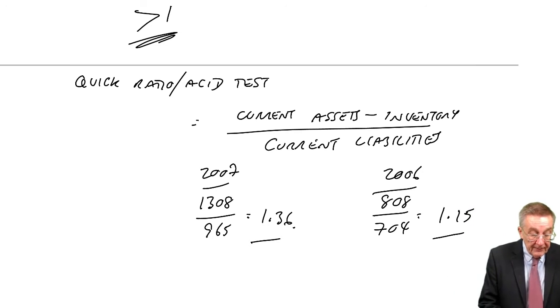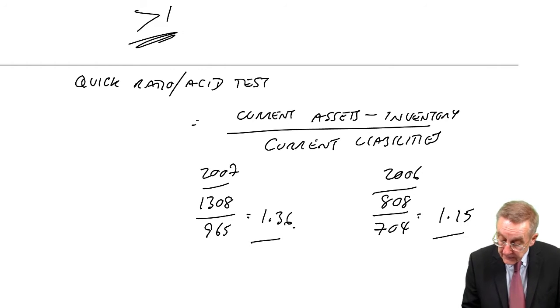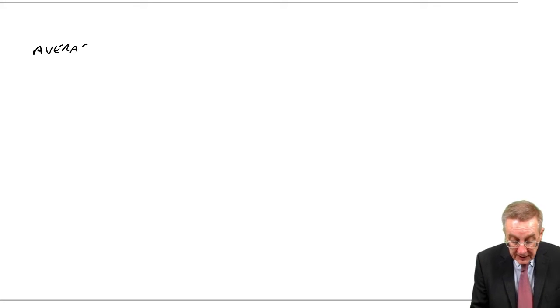Moving on, the next one's a bit more interesting, and in fact I'm going to slightly change the order just to, I think, make it even more obvious. First of all, I say I'm changing the order, so average collection period or receivables days.